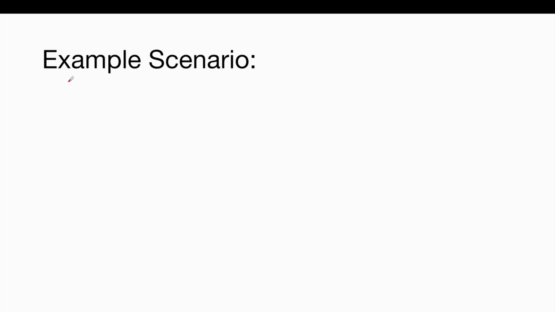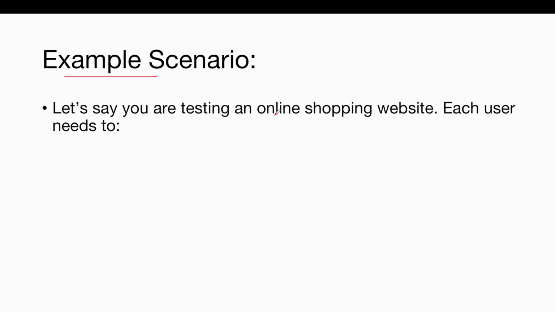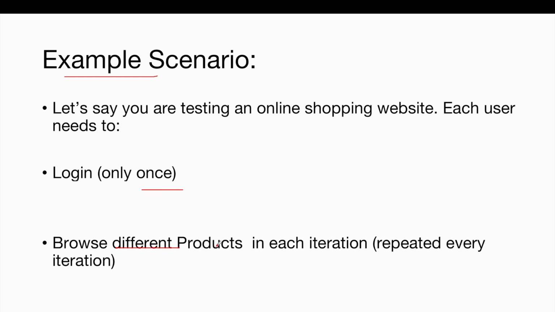Now let us understand the Once Only Controller with an example scenario. Let us say you are testing an online shopping website and each user needs to log in only once. After logging in, you can browse different products in each iteration. Login will happen only once, and you can do different product browsing in each iteration. Now let me open JMeter and let us practically understand how to use the Once Only Controller.